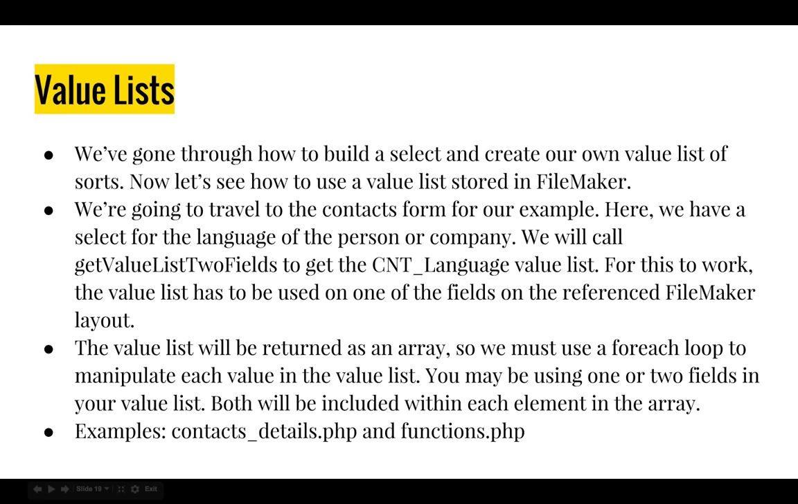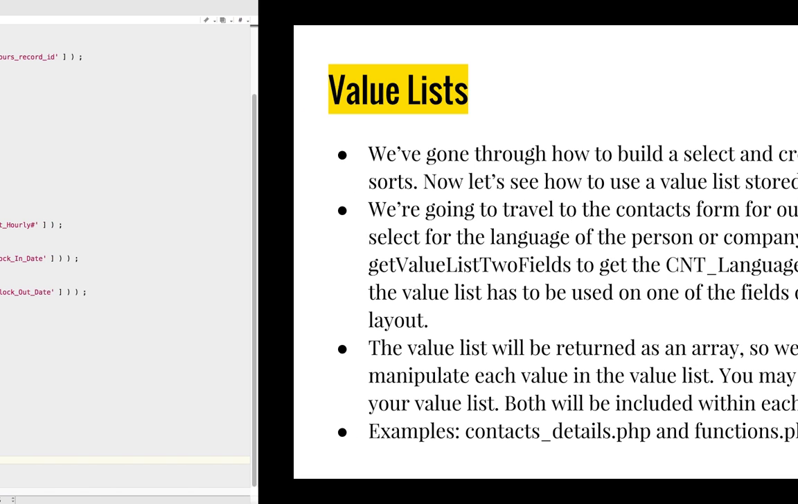So now let's talk about value lists. So we've gone through how to build a select and create our own value list of sorts. So now let's see how to use a value list stored in FileMaker. We're going to travel to a contacts form, for example. Here we have a select for the language of the person or company. We'll call get value list to fields to get the country language value list.